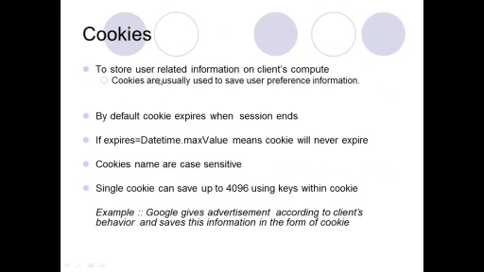A cookie we are using to store user related information on the client's computer. Generally, we are saving the user's preference. By default, a cookie expires when the session ends. Okay, this is the default one. But you can set the expiration property of a cookie also, so cookie object.expires you can set. And if you want your cookie to never expire, okay, to be forever on the client machine, you can set the expires property with the datetime.max value.